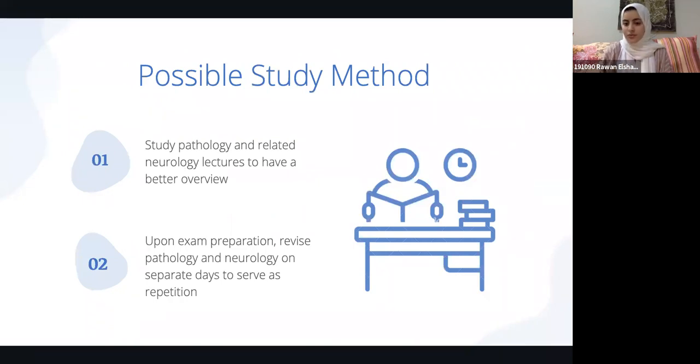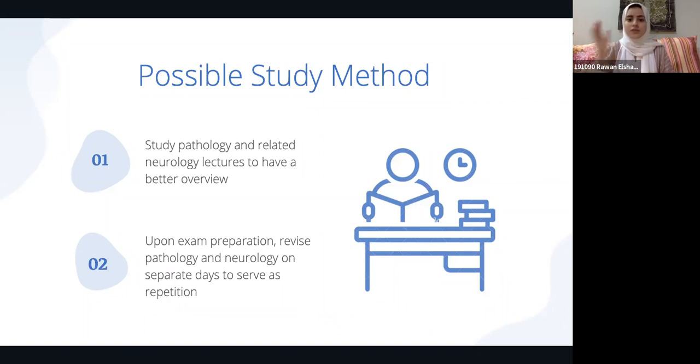Because of the whole repetition thing in pathology and clinical, we have this possible study method that you guys may use. It can help you a lot with going through the content. As your first study, you study the pathology lecture and then the clinical lecture that's related to it. For example, you took a lecture on degenerative diseases. Directly after you're finished with that lecture, study the clinical lecture for it. This way you have a much better overview of the disease. You know the pathogenesis, the signs and symptoms, the features, how to diagnose it, and a bit of the treatment.